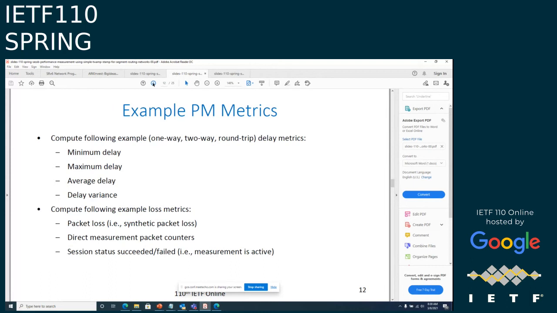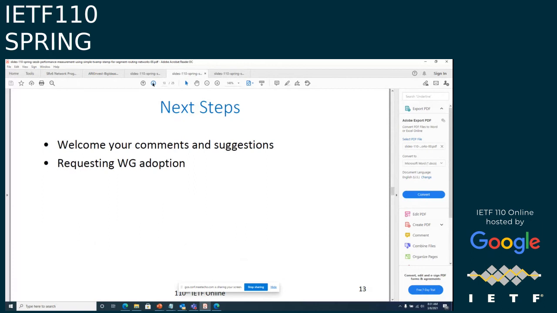So various PM metrics are used: minimum delay, maximum delay, average, and delay variance. And for loss, there is synthetic packet loss. There is direct measurement using packet counters with the TLV that's defined in STAMP. And the session status, succeeded or failed, to know the measurement is active, is also defined in the draft. Next slide, please. We welcome your comments and suggestions, and we are requesting working group adoption.